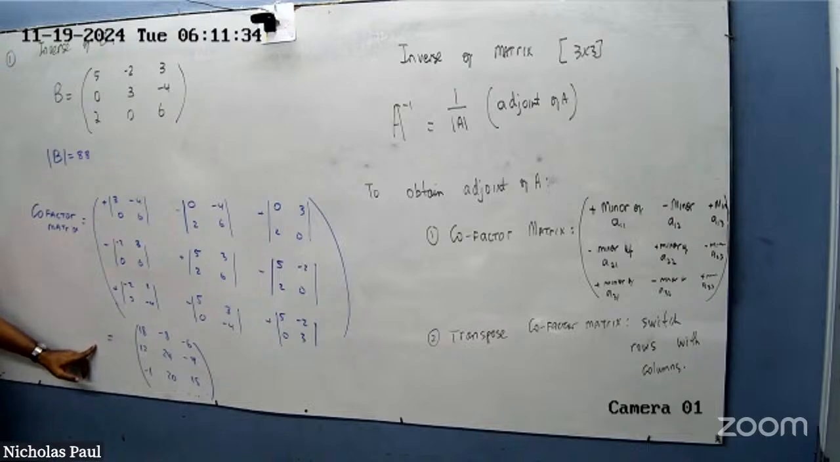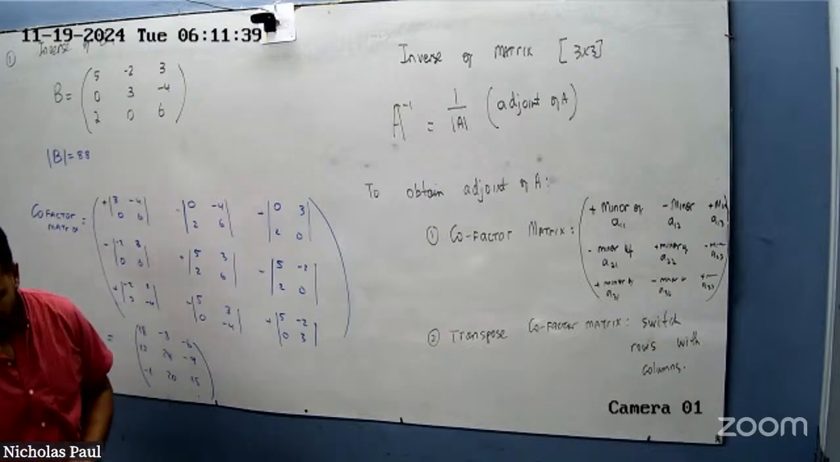What are we doing after this? Switch rows and columns, and now we have the adjoint.